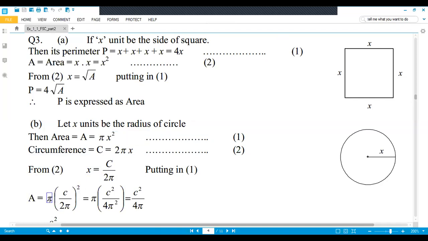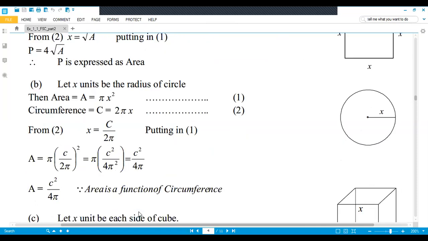In the area, pi x square, in place of x you put c by 2 pi whole square. So it will be equal to pi c square over 4 pi square. Pi and pi square cancel, so you get c square over 4 pi. So area is a function of circumference, in which you have to find in terms of that function. From that you are going to find the value of x.